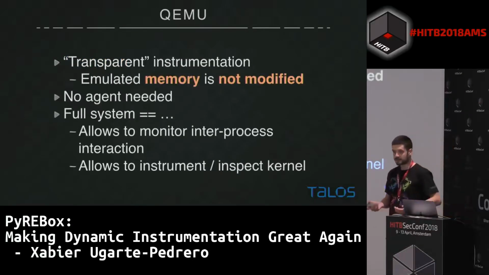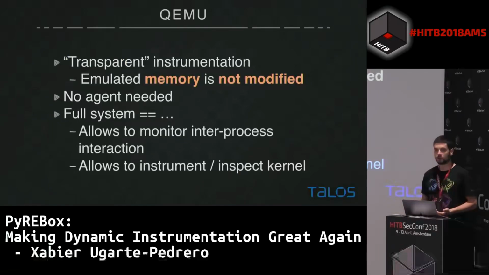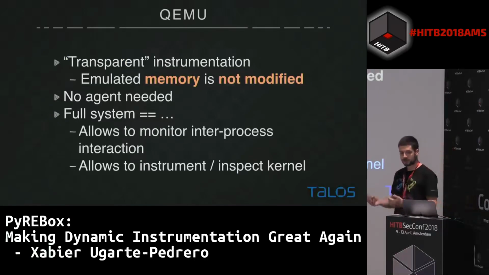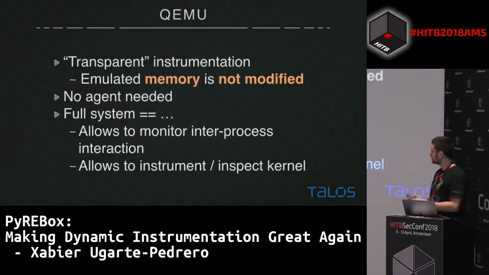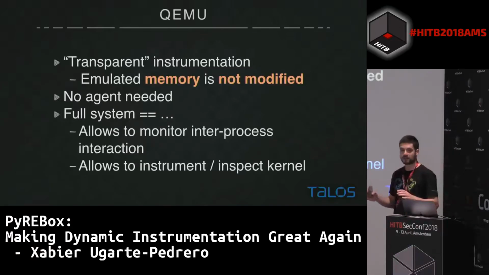It also allows to do some fairly transparent instrumentation, and of course, QEMU leaves some artifacts in memory, some devices that can be detectable, and some of them can be mitigated. But the important thing here is that the emulated memory is not modified at all.